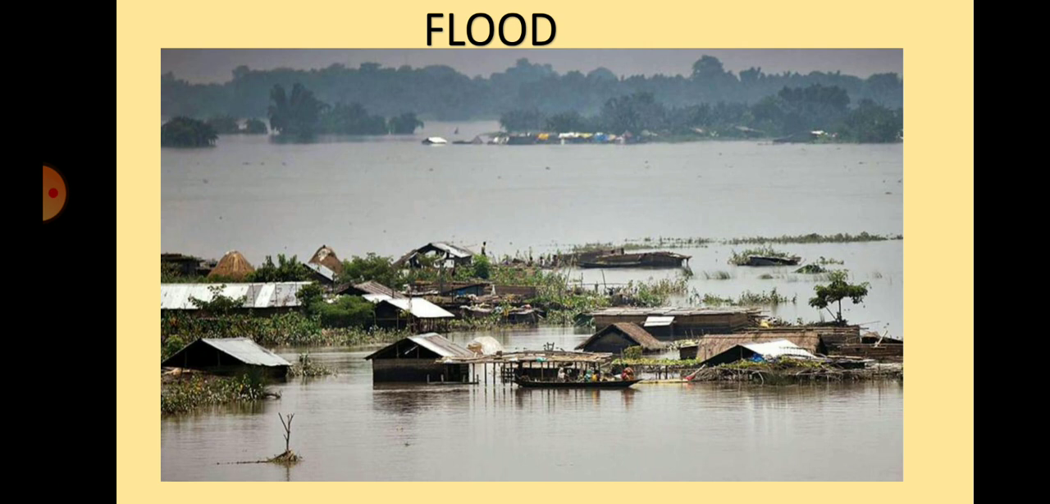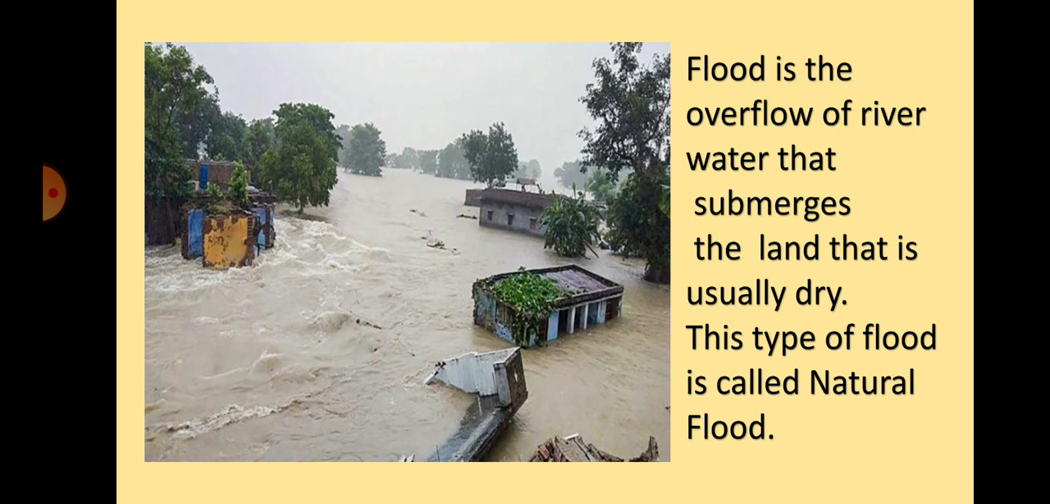Look here, what can you see? Yes, the houses, the land, everything is submerged in water. This is called flood. So, what is flood? Flood is the overflow of river water that submerges the land that is usually dry. This type of flood, which occurs due to overflow of river water, is called natural flood.